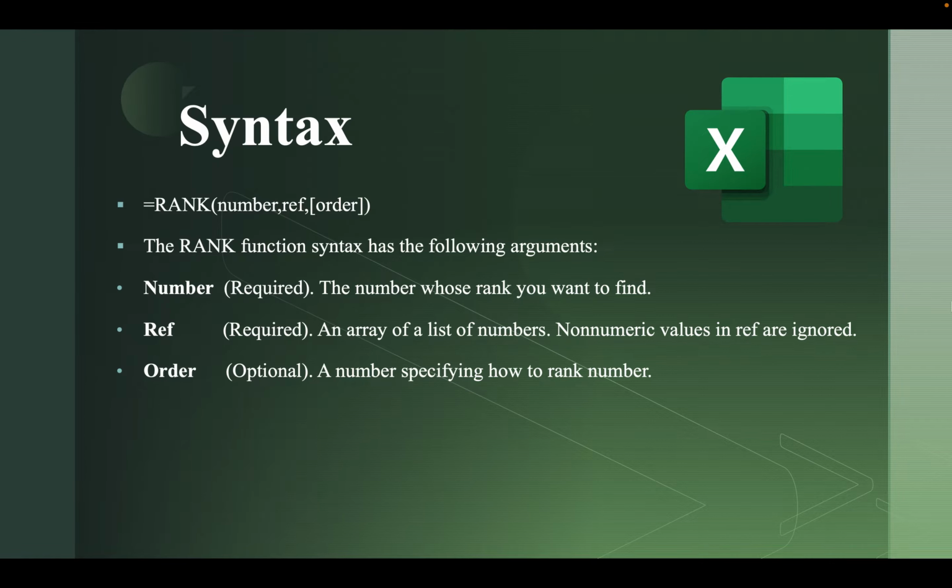The last argument, the order, is actually optional. This is a number specifying how to rank the number. So how to rank, you can only rank two ways. It's going to be in ascending order or descending order. It's optional because if you leave it out, you're going to automatically rank in descending order. Descending order would be from highest to lowest. Ascending would be lowest to highest. If you put a 0 in the spot, it's going to rank descending. If you use a 1, it's going to rank ascending.